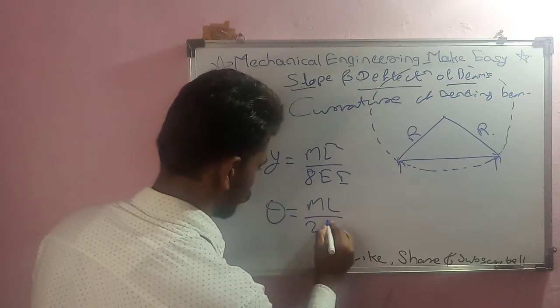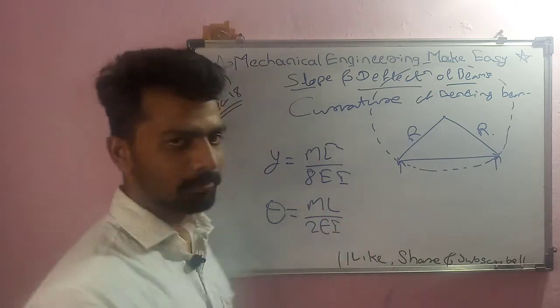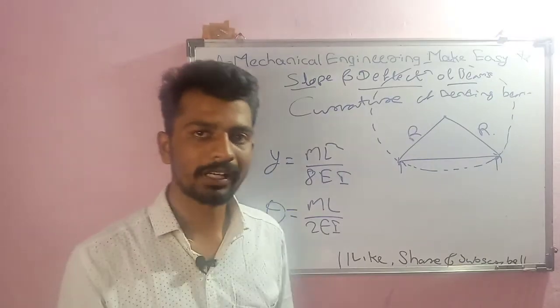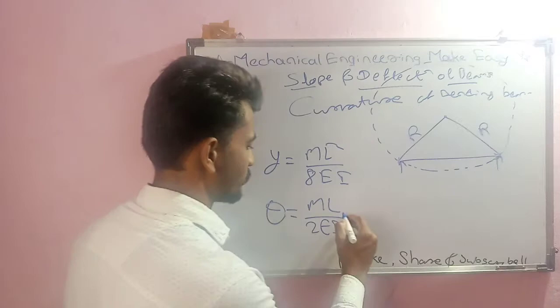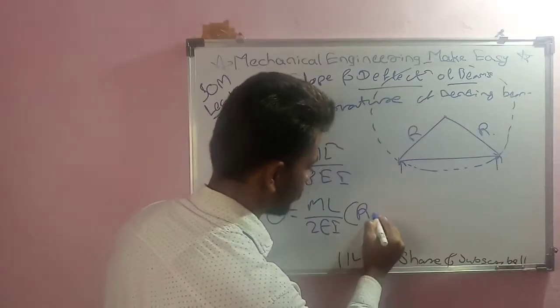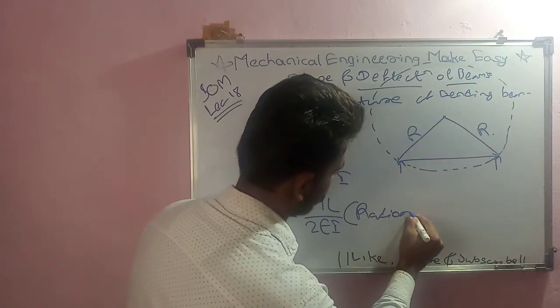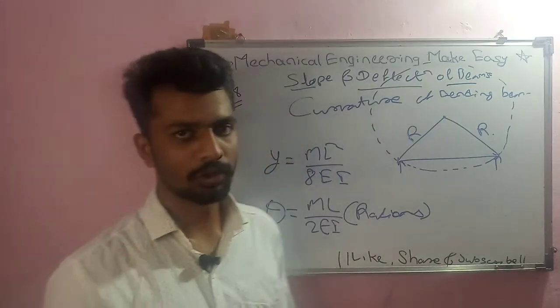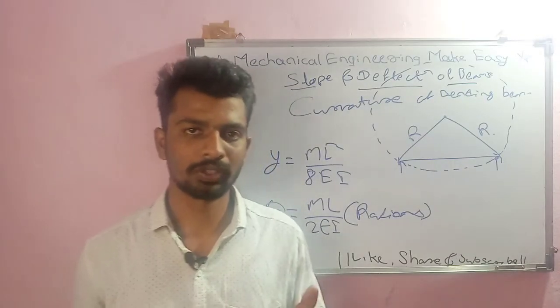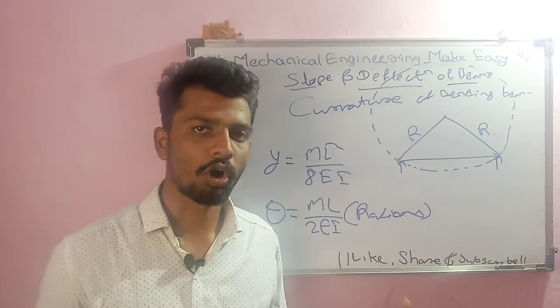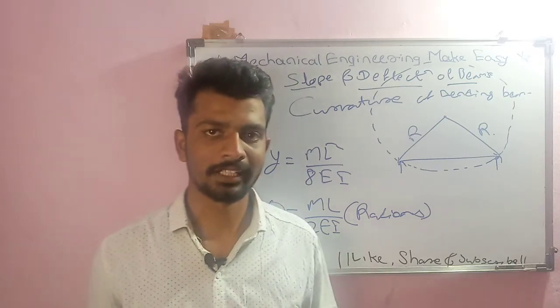M L upon 2 E I. And remember one thing, you may face problems in calculation and while answering: theta will always be in radians, not in degrees. So if you are making calculations, you should make sure your calculator is in radian mode if there is any sine or cos like term.